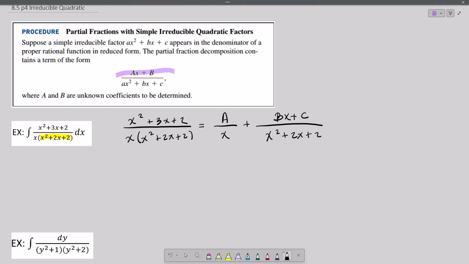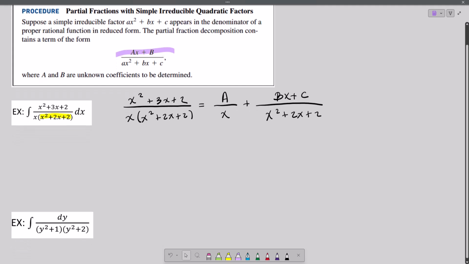The numerator is always 1 less in degree. So linear on the bottom, constant on the top. Quadratic on the bottom, linear on the top. So we're building a proper fraction that's right on the edge. For this to be a proper fraction, the numerator has to be linear or lower. So we picked the biggest thing that still makes it a proper fraction. And then we do the same thing that we did on the last one.